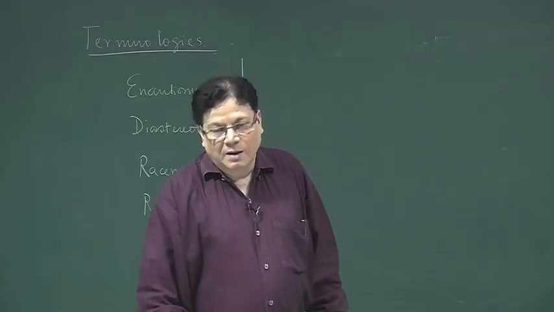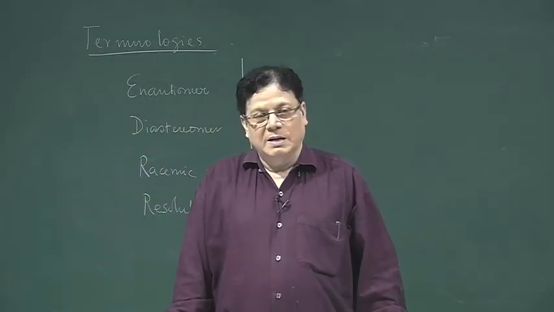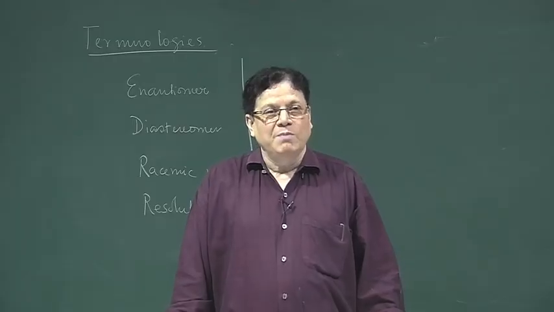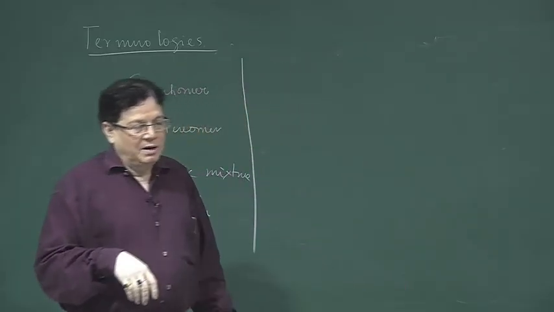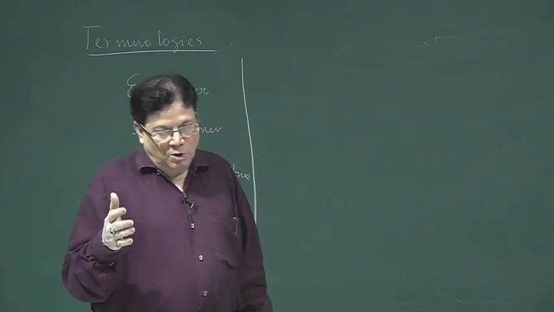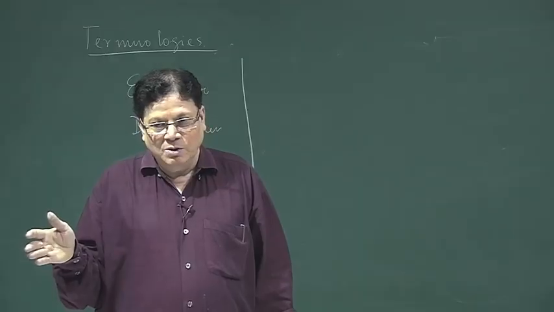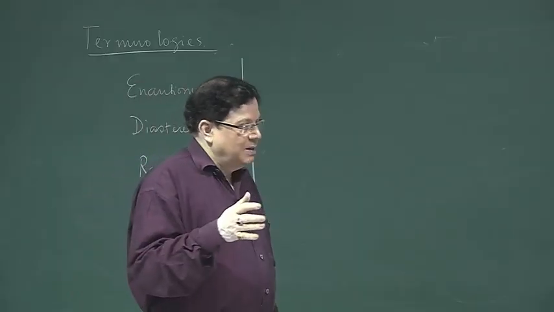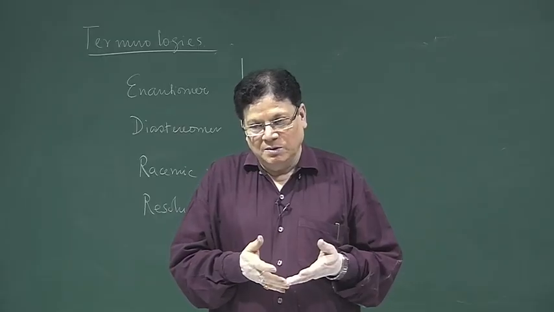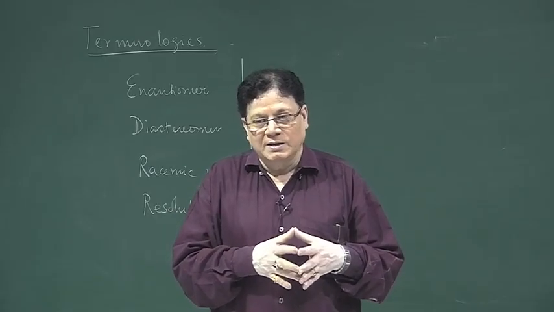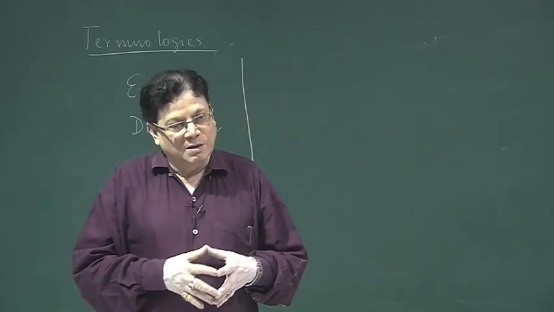Okay. Now, the last time, what we said was that optical rotation is a very important physical parameter for optically active compounds. This is useful not only to identify one compound from another compound, but also to measure the percentage excess of one enantiomer over the other. So, we have introduced the concept of enantiomeric excess, also known as optical purity.